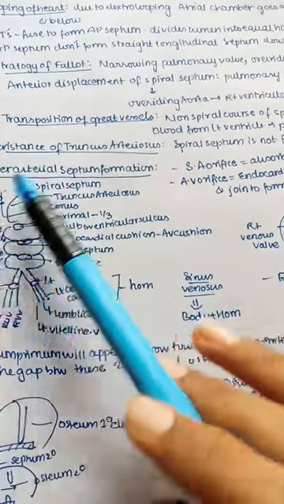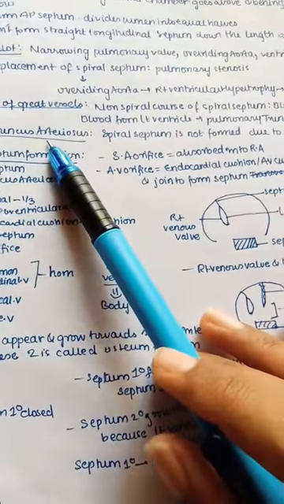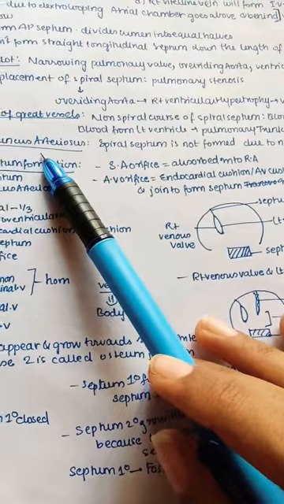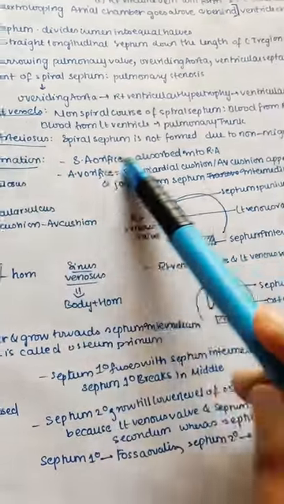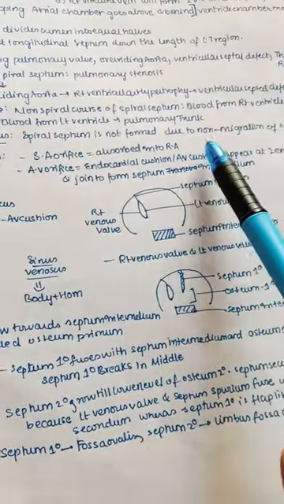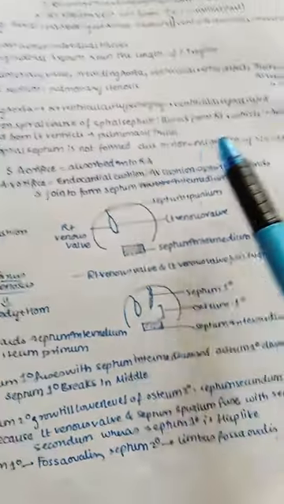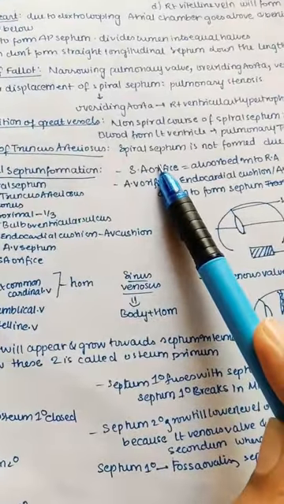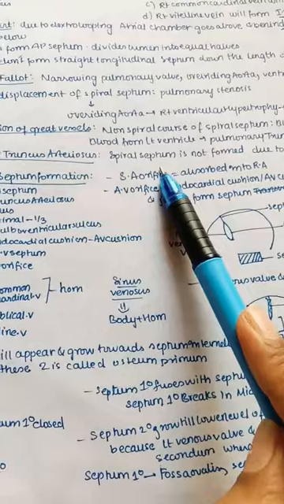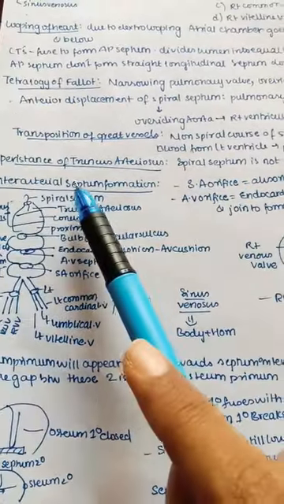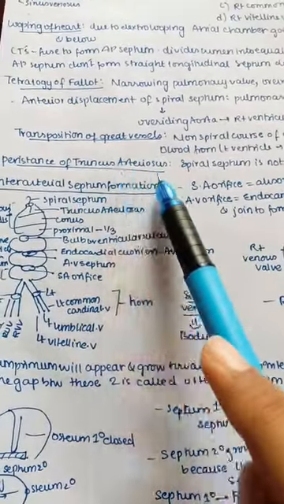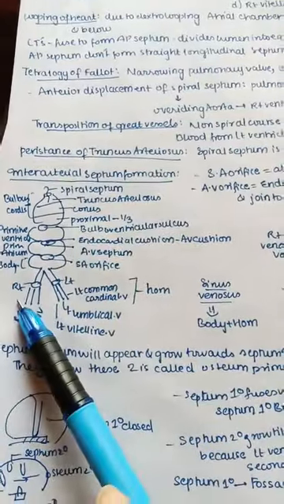And next we have the persistence of truncus arteriosus. So we know truncus arteriosus actual spiral septum forms that one, if you remember. So the spiral septum is not formed here due to the non-migration of the neural crest cells, because we know spiral septum should actually form from neural crest cells, but due to non-migration the spiral septum is not formed. So the truncus arteriosus is still persistent.